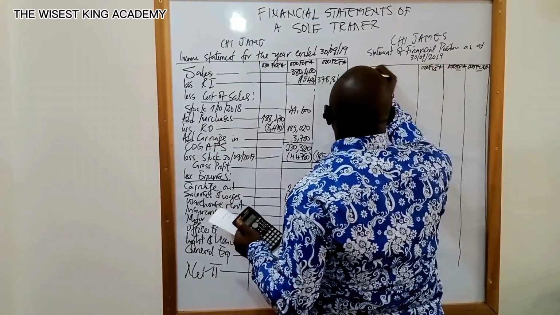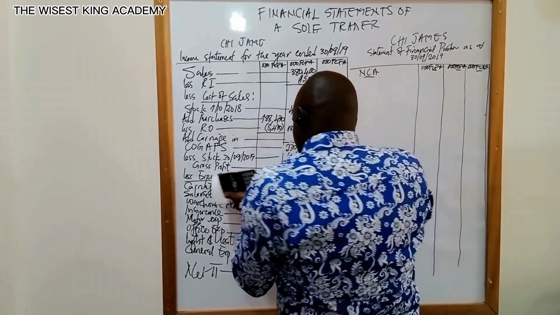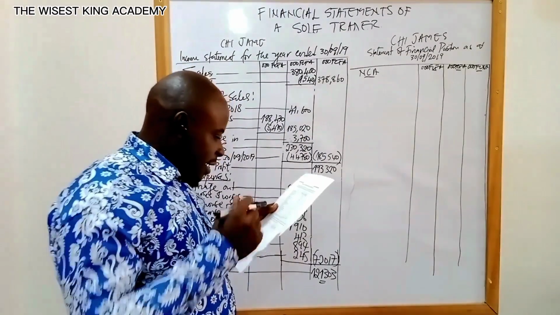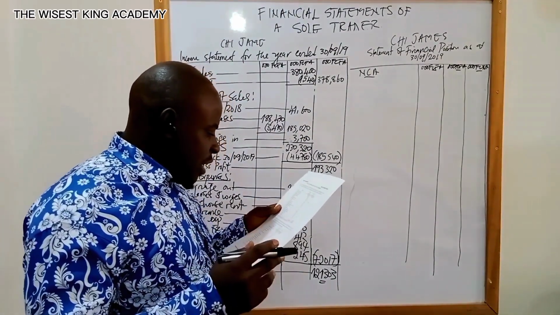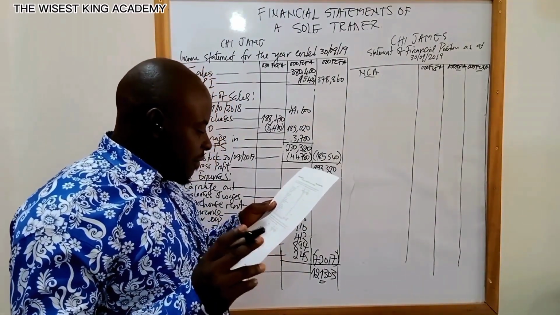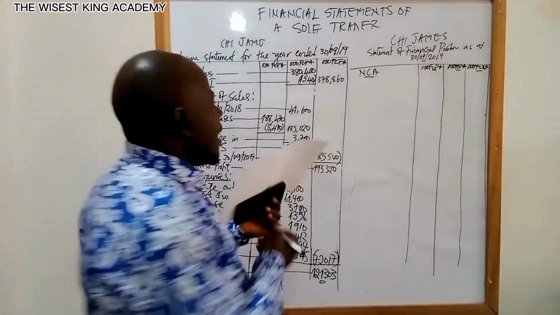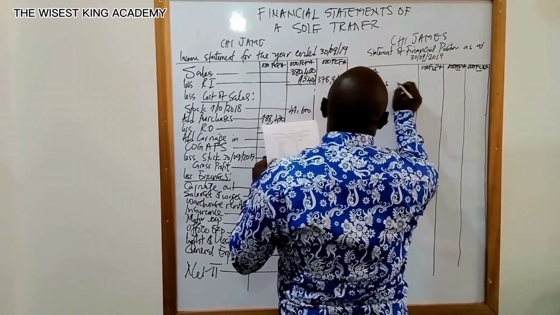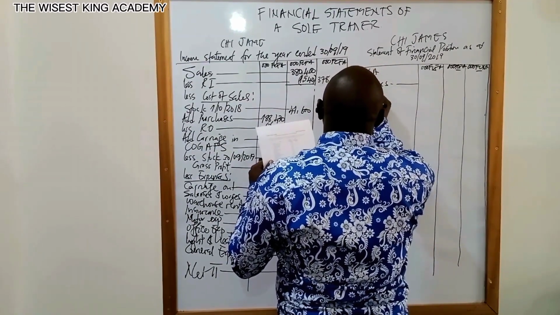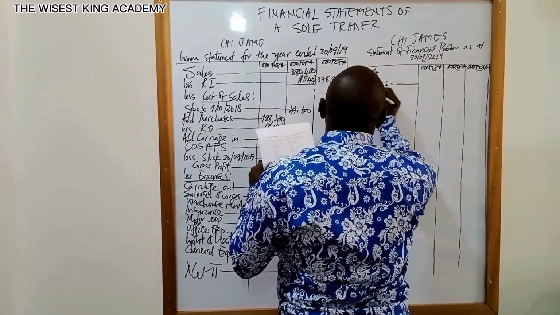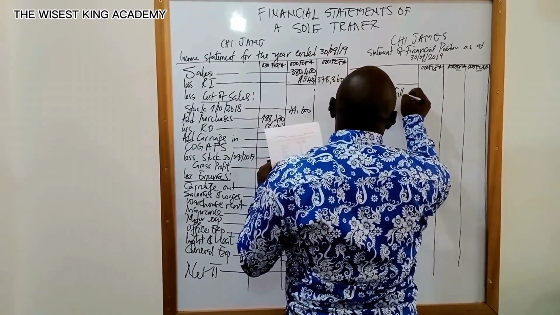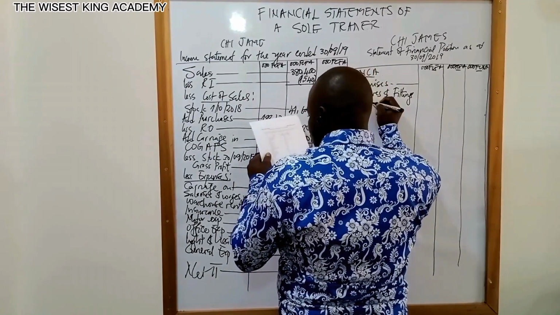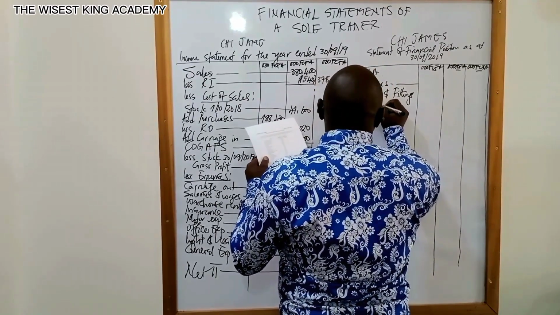I start with my non-current assets. Now, in our trial balance, how many non-current assets do we have? I can see premises, motor vehicles, and fixtures and fittings. So we have three non-current assets. We'll start with premises. After premises, we have fixtures and fittings. After fixtures and fittings, we have motor vehicles.